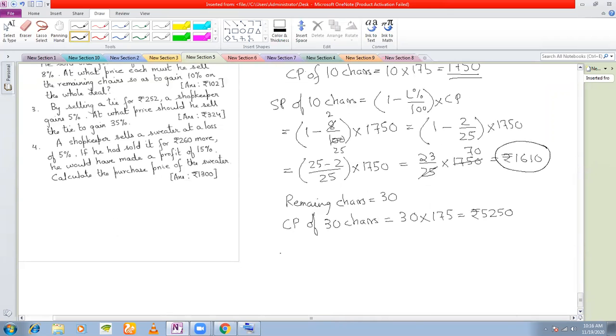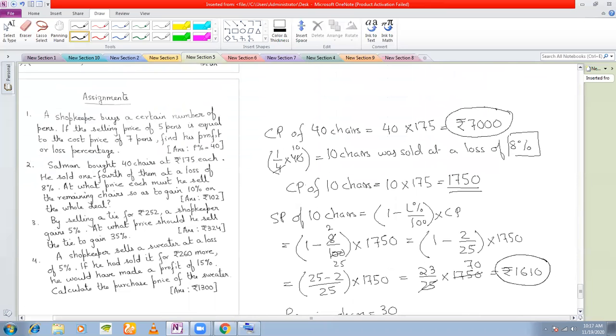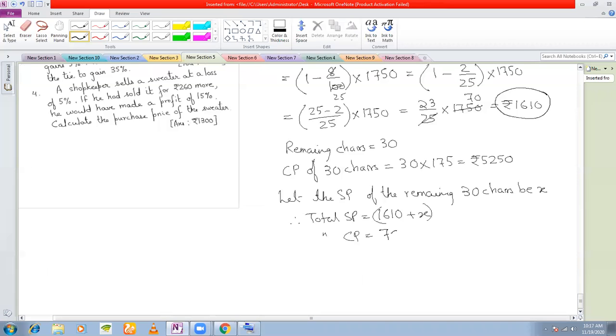So I say let the selling price of the remaining 30 chairs be X. So therefore, what is the total selling price? Selling price of 10 chairs is 1610. 1610 plus X. This is the total selling price. And what is the total cost price? Total cost price we just calculated in the first step. 7,000. He bought all the 40 chairs for 7,000 rupees. Okay.